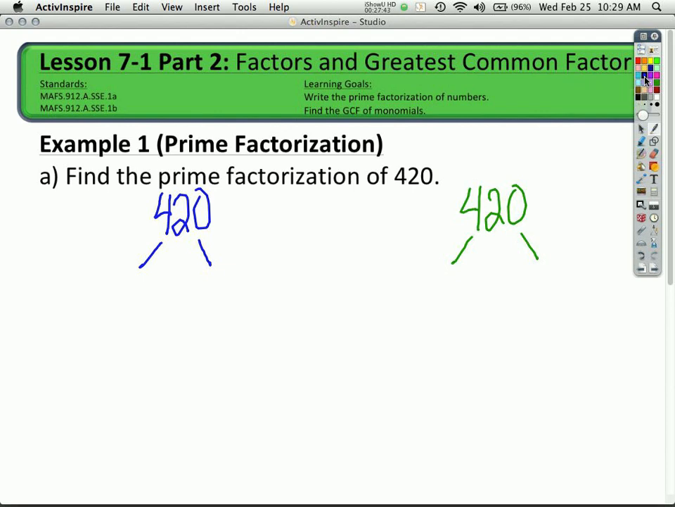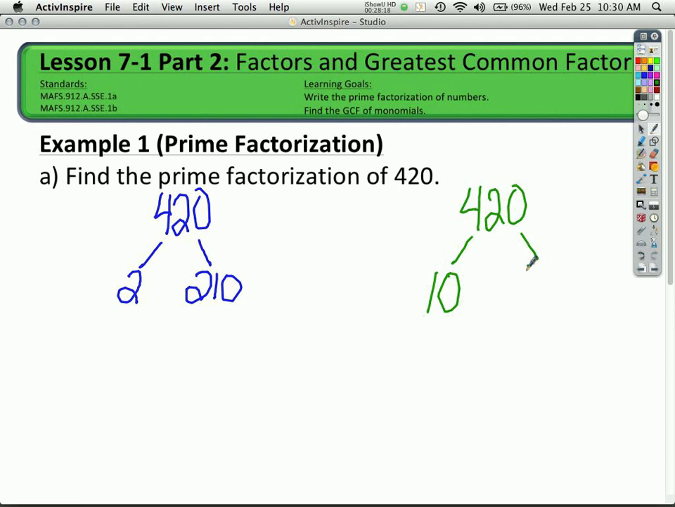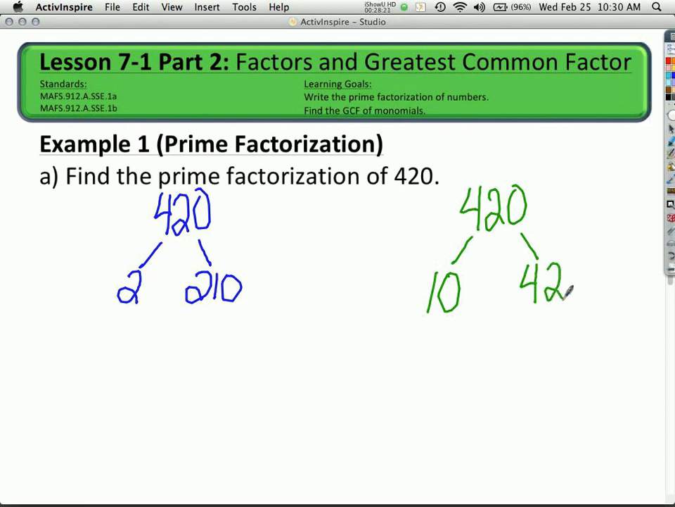1, 2, 3, 4, 5 people right away. Tyler. 2 times 210. You got another one? Cheyenne? 5 times 84, you sure? How'd you figure that out? Okay, thank you. I appreciate that. Okay, so 2 times 210, and Paige, what was yours? 10 times 42. Okay, so we've got 2 times 210, and we've got 10 times 42. I don't care which one you're doing, but pick one and stick with it.